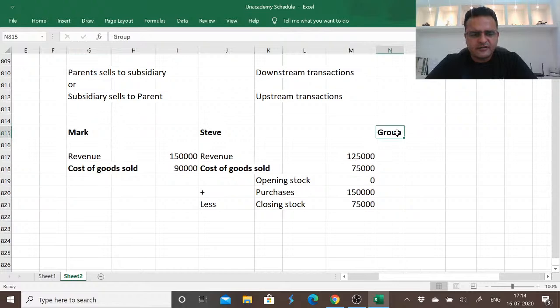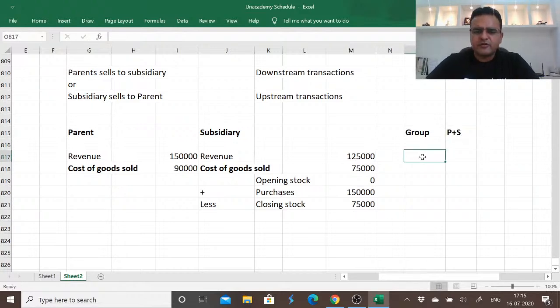So when we consolidate the results, what is the impact of it? We are required to add parent plus subsidiary. Instead of Mark and Steve, I can write parent plus subsidiary so that you understand it easier. How much revenue are we going to recognize? We are going to recognize total revenue in the group financial statements of 1,50,000 plus 125,000, so 2,75,000 is the revenue of the group.